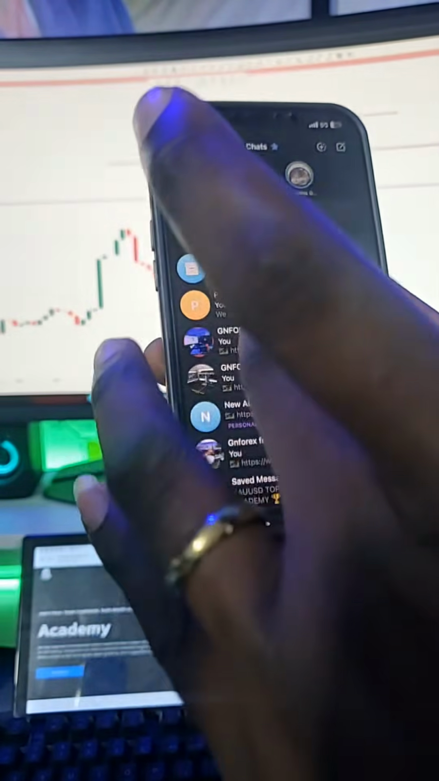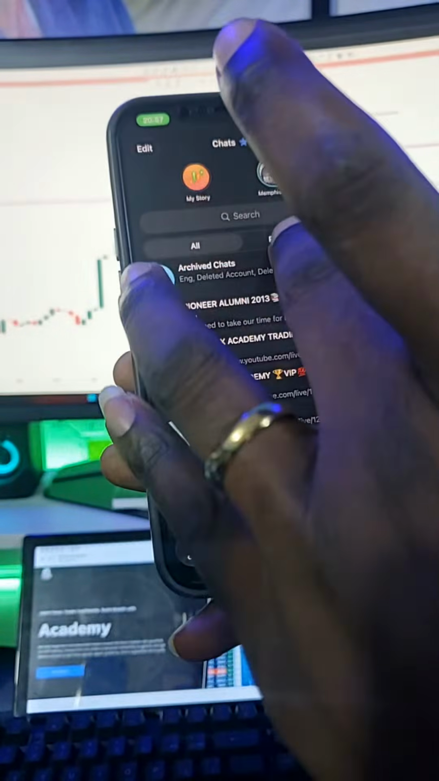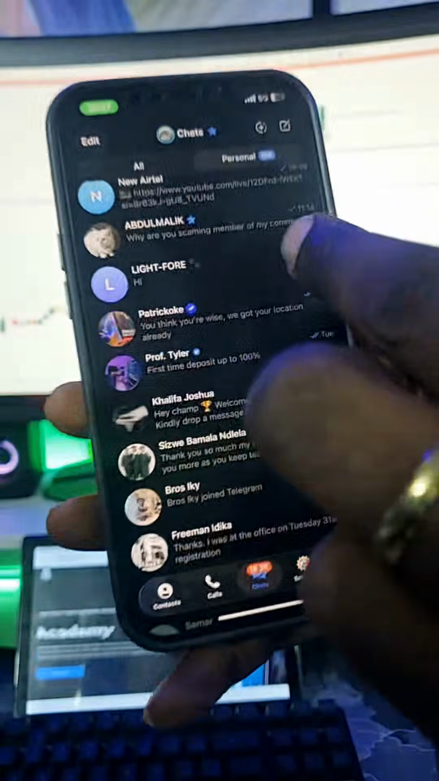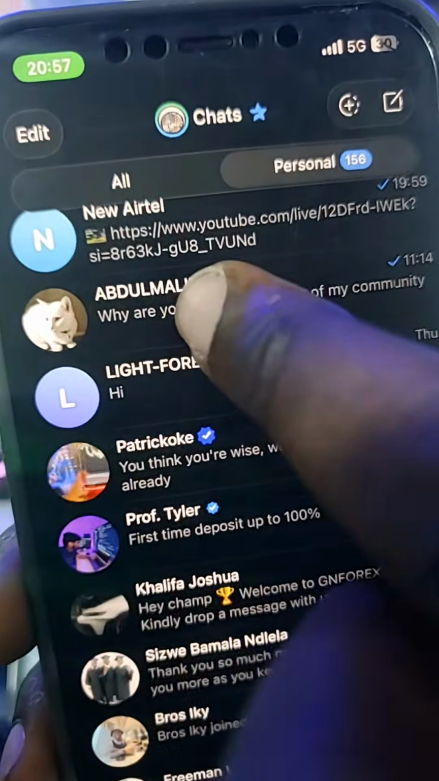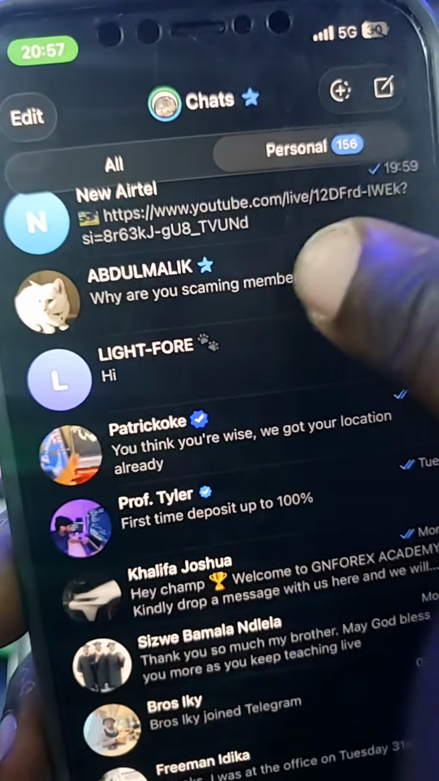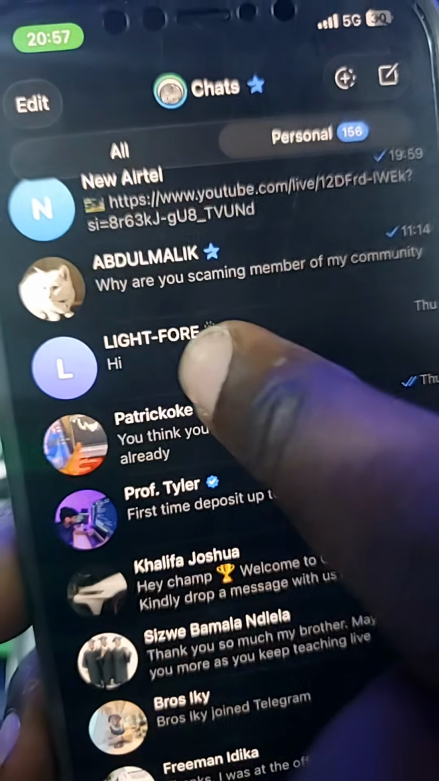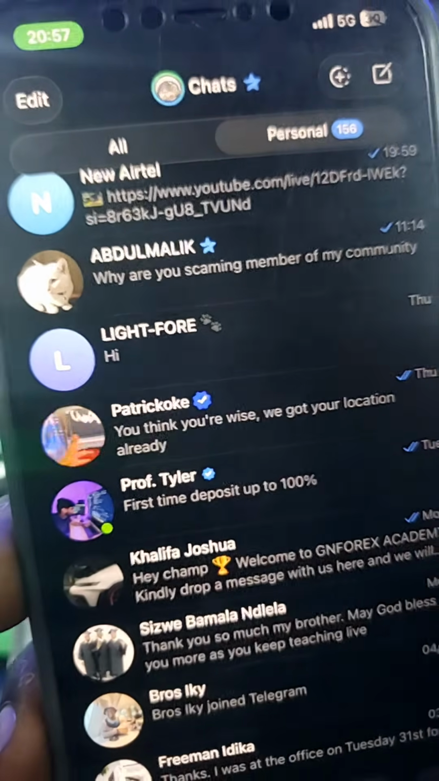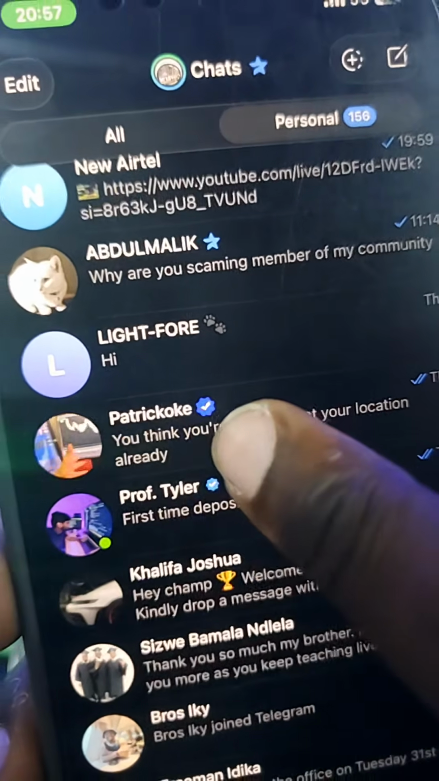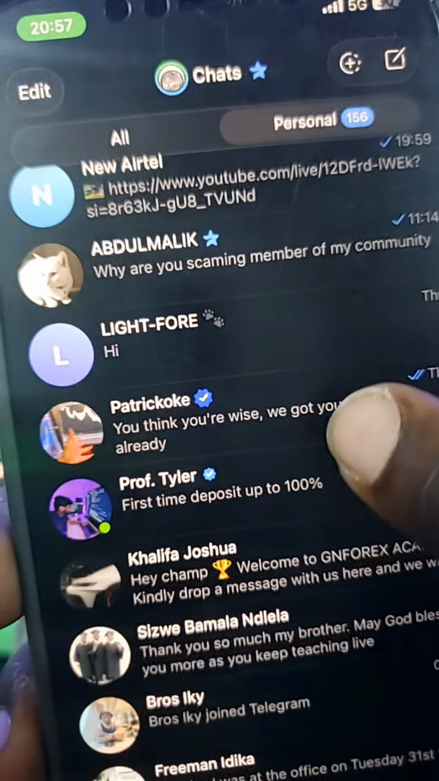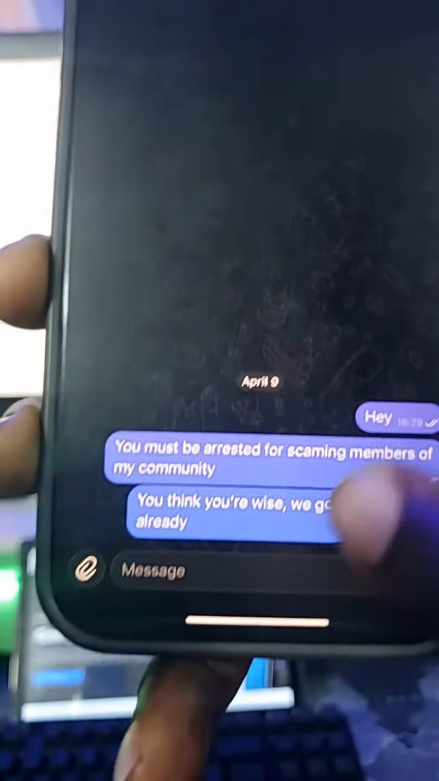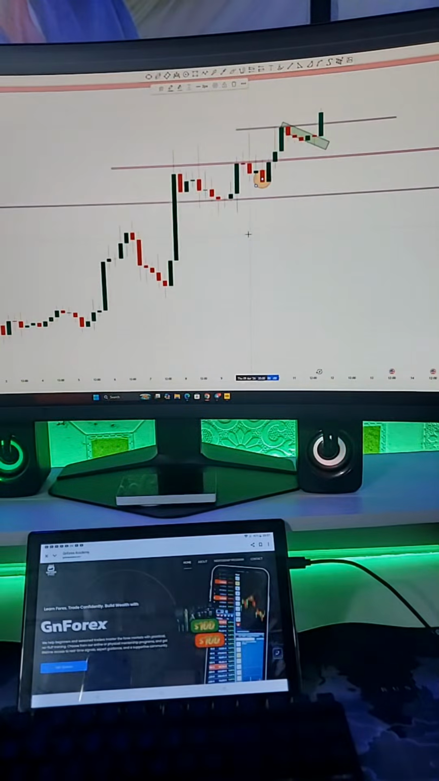Then we were able to gather some of the people that are actually behind this, and I started reaching out to them. I reached out to this one, who is one of the people scamming somebody now. This guy, Abdul Malik, is a scammer. Guys, beware of him. And this guy, Light Forex, is a scammer. Beware of him. And this guy here, Patrick Cole, is a scammer. Beware of him. We're already trying to track this guy down, which we are still on. He read our messages, but he refused to respond because he knows what he's doing. So I will advise you all to stay wise.